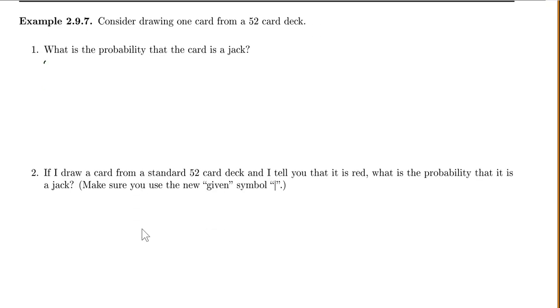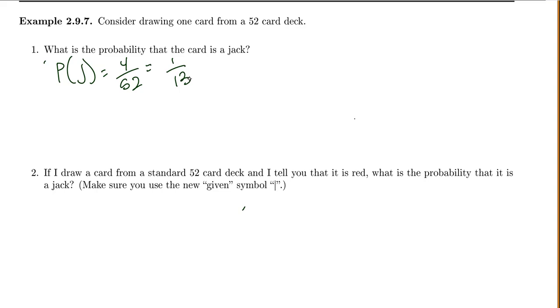So let's try some examples. Let's consider drawing one card from a 52 card deck. First, what's the probability that the card is a jack? So the probability of a jack, well, there are 4 jacks out of 52 cards. So we have 4 out of 52. I don't normally bother simplifying, but I will in this situation so we can compare our final answers.